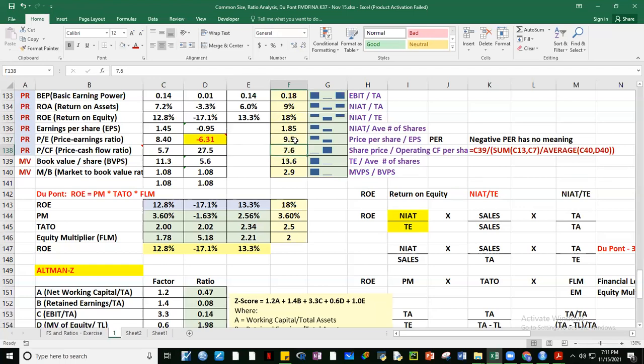Kasi mas maganda yung performance ng company na to, no? Ng ating direct competitor. So, kaya tumataas yung price is because there's a greater demand for this stock. So, mas maraming gustong bumili. So, tumataas talaga yung price niya. So, that's just very consistent with the law of supply and demand.